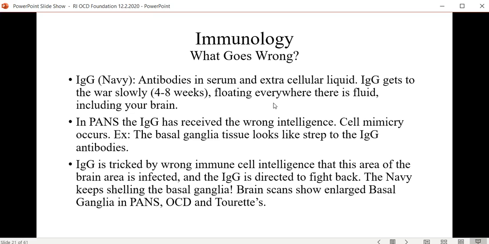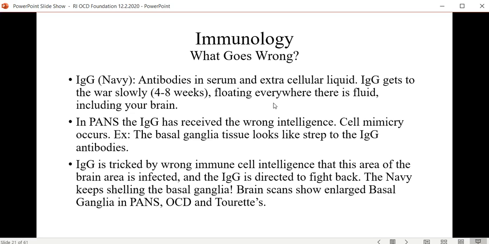But anyway, it floats slowly and it enters the brain through the blood system. And even though the brain is supposed to keep out some of this, it tends to be leaky at certain points. This is what we know to be true for a lot of autoimmune reactions. And it identifies the basal ganglia as a strep because it looks like strep cellularly. It's called cell mimicry. In other words, the actual structure of the cell appears to your antibody IgG as if it's strep. So it starts attacking it.